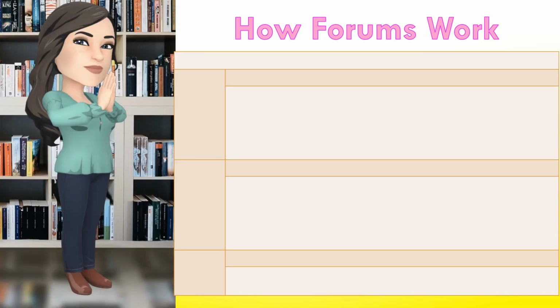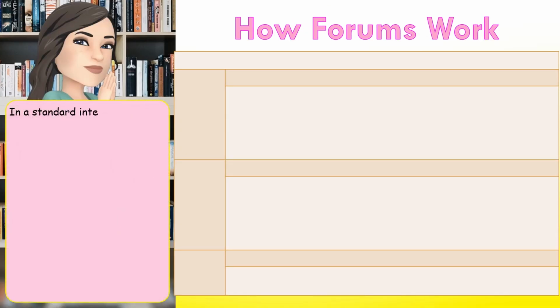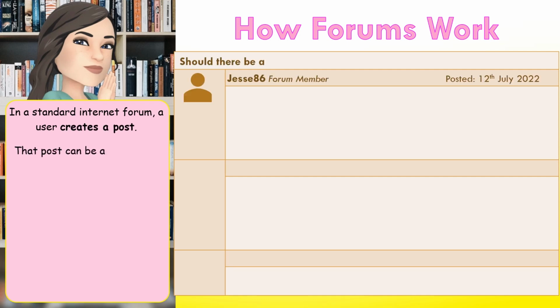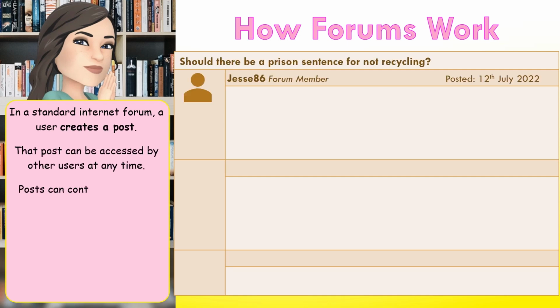How do forums work? In a standard internet forum, a user creates a post. That post can be accessed by other users at any time. Posts can contain questions, opinions, images, videos, links, and more. Let's look at an example. Our poster, Jessie86, has posted a message with the title, "Should there be a prison sentence for not recycling?"